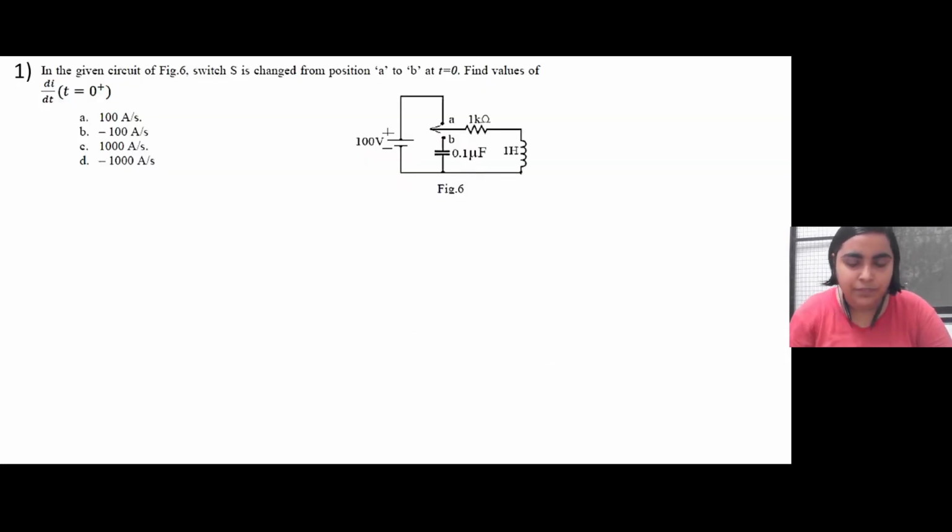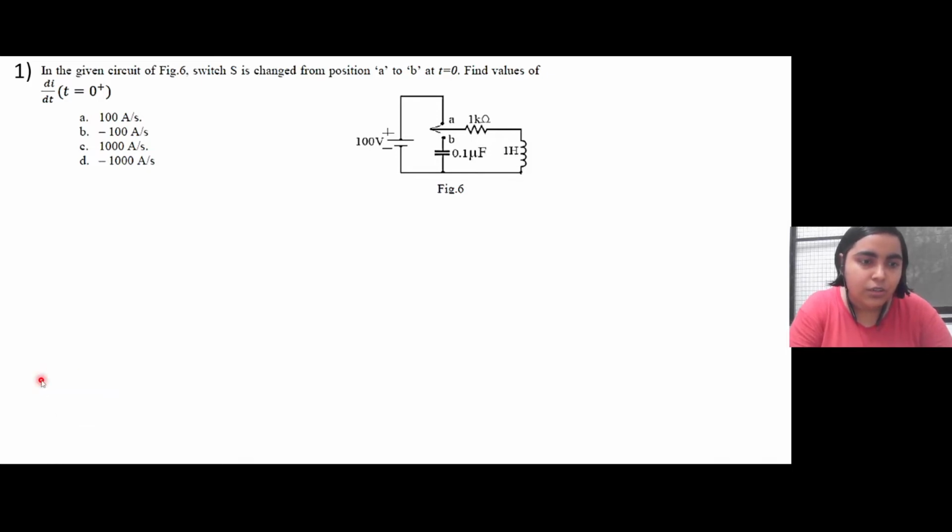So the first problem is given here. It is given that in this particular circuit, this is a switch, and at time t equal to 0, the switch position is changed from A to B. Given this condition, we have to find what is di by dt at time t equal to just after 0, that is 0 plus.